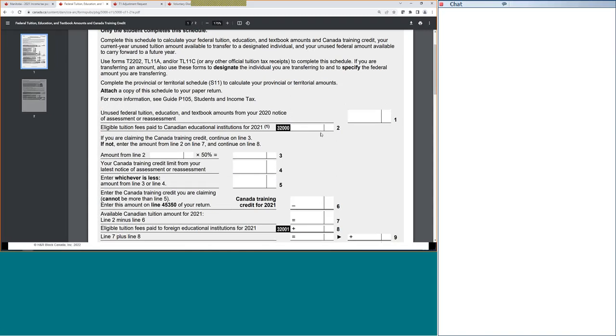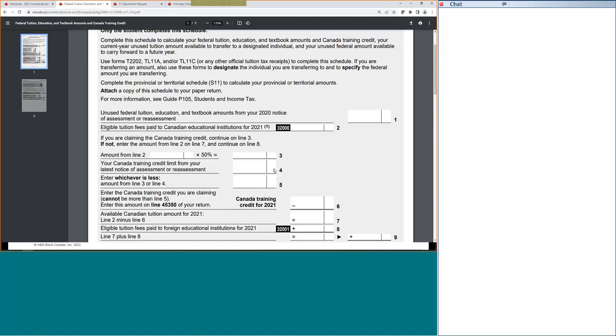If you're claiming the Canada Training Credit, continue by entering the amount from line 2 times 50%, look at your training limit from your notice of reassessment. So you may have been getting these and not even known you were getting them. If you filed a return last year, take a look at the bottom of your notice of assessment and see what your Canada training credit limit is. This might be important to you.